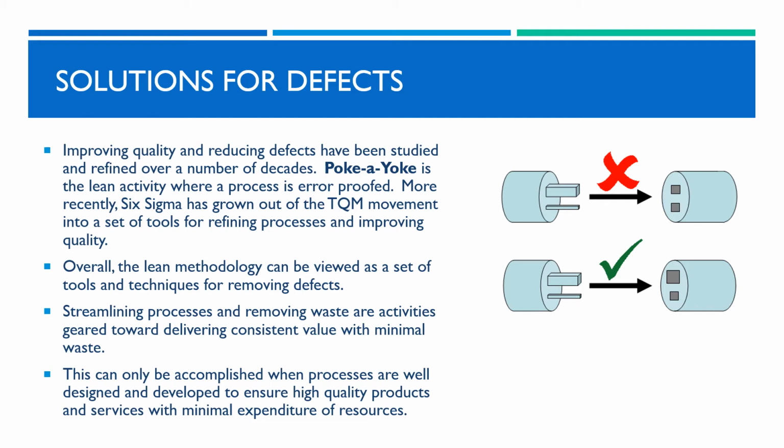More recently, Six Sigma has grown out of the TQM movement into a set of tools for refining processes and improving quality. Overall, the lean methodology can be viewed as a set of tools and techniques for removing defects. Streamlining processes and removing waste are activities geared toward delivering consistent value with minimal waste. This can only be accomplished when processes are well designed and developed to ensure high-quality products and services, with minimal expenditure of resources.